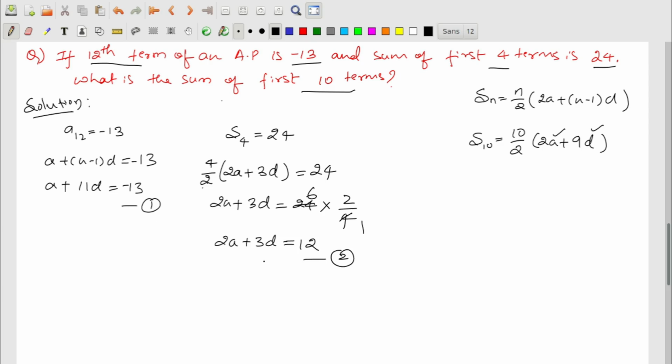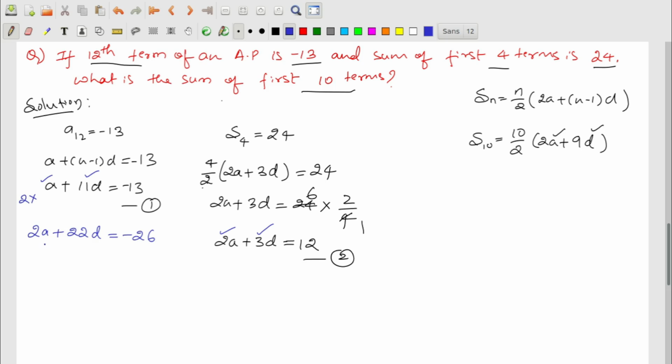So now you need to solve these equation 1 and 2, get the values of a and d and substitute them here. So now here again you can use either substitution method or elimination method. So I prefer elimination method. To use this elimination method, you need to make the coefficients of any one of the terms same. So here we have the coefficients 1 and 2, 11 and then 3. So all the coefficients are different here. So I will multiply the first equation by 2. Multiply the whole equation by 2. So you will get 2a plus 22d is equal to minus 26. Right? All the three terms, multiply them by 2.